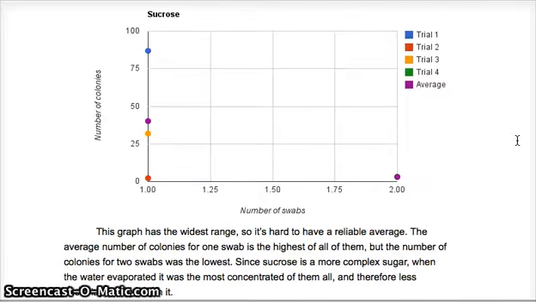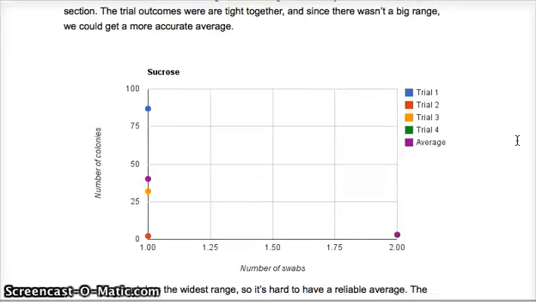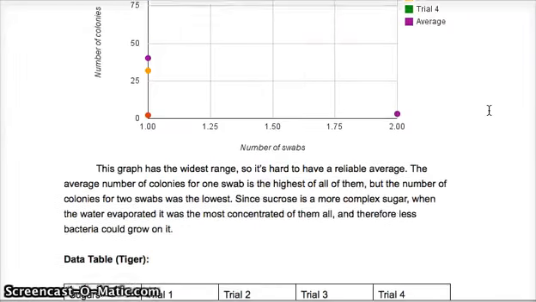And here's the graph for sucrose. Now sucrose had a crazy outlier. It was around 87. We think this plate could have gotten contaminated for a few reasons. The person inoculating the plates could have sneezed or coughed while they were inoculating the plates, and maybe we left it in the incubator too long.